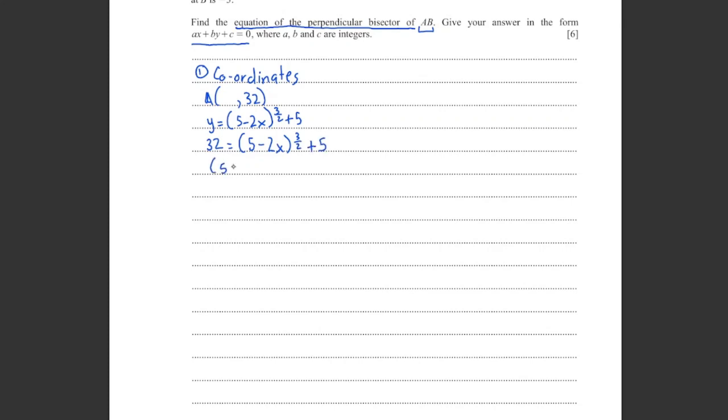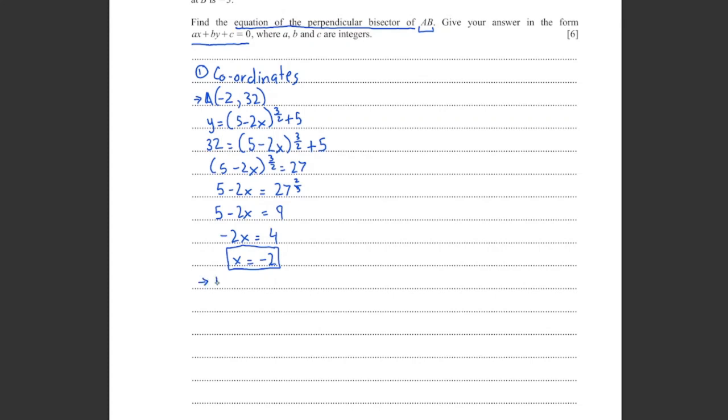So this is going to be (5 minus 2x) to the power 3 by 2. 32 minus 5, I believe, is going to be 27. Then I'm going to send the power to the other side. So I'll have 27 raised to the power, and the power is going to flip, so it's going to be 2 by 3. This thing is 9, and this is negative 2x plus 5. Send the 5 to the other side, so this is just going to be 4. Then divide by negative 2 on the other side, and you'll get negative 2. So this is the x coordinate. The x coordinate of A is negative 2. So I found the coordinate of A.